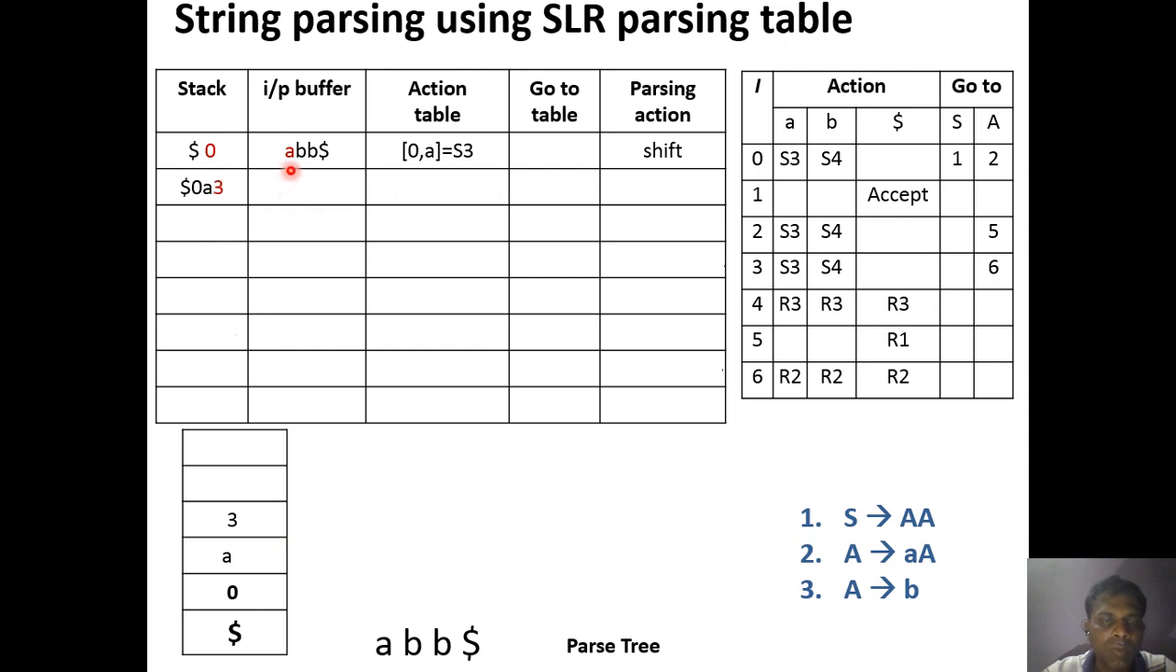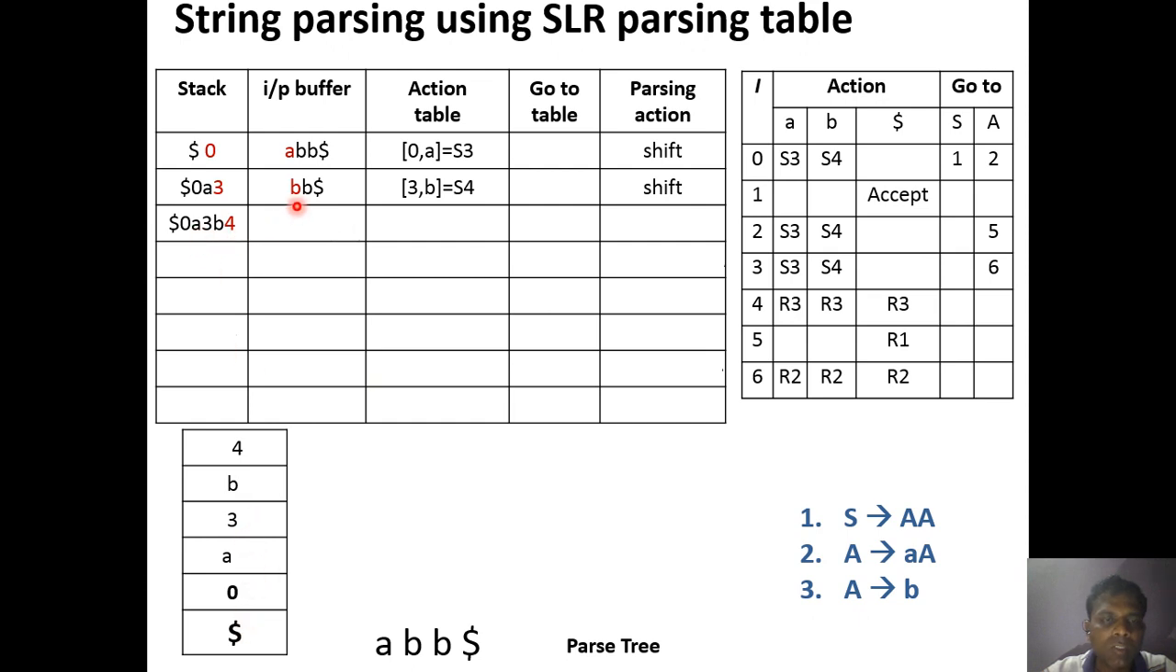Now the reading of a is completed. My read pointer is incremented because we already shifted the a onto the top of the stack. Now my current input symbol is b and the top of the stack is 3. On 3 I am going to read b. On 3, whenever I read b, what will be the operation? Yes, shift 4. Shift the current input symbol b, and the state number is 4. So I push that. It will look like $0a3b4.